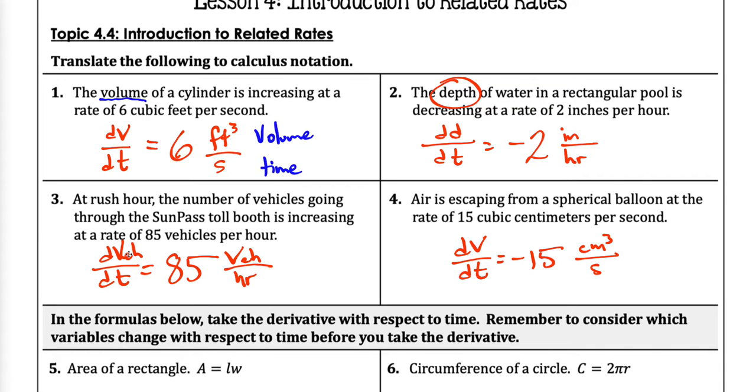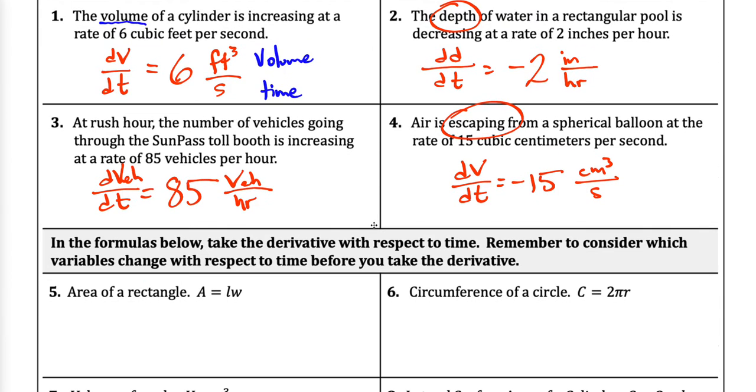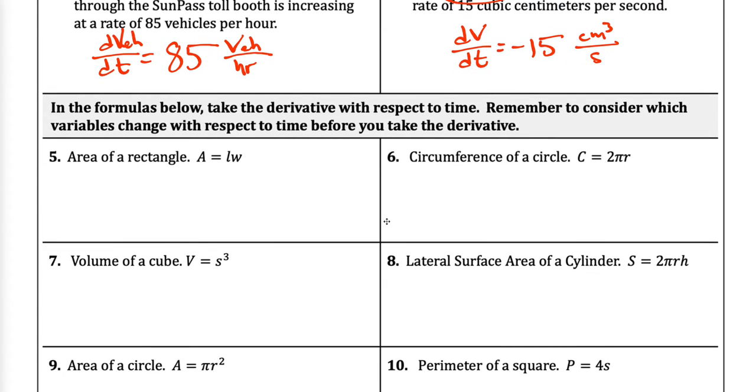So these should have been kind of straightforward. D vehicles per DT is 85 vehicles per hour. Number 4, the only difference is it's escaping, so that's a negative volume. I guess you could label it as positive depending on your viewpoint, but no, the volume of the balloon is getting smaller, so it'd have to be negative. I'm assuming the bottom 2 went okay, though? Okay, then let's go right to the main section of this.